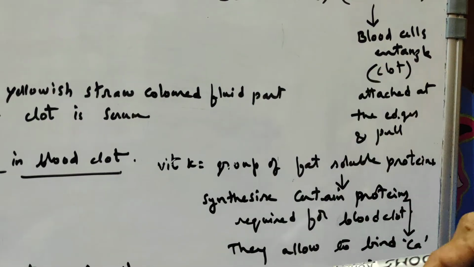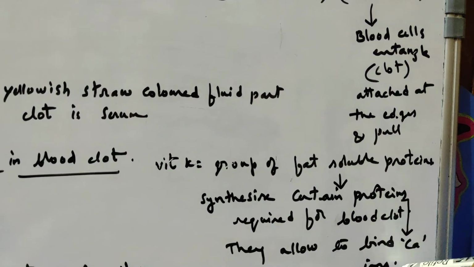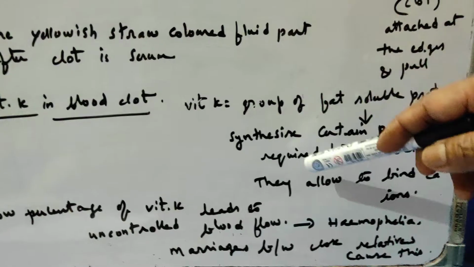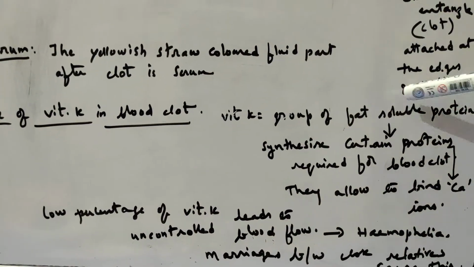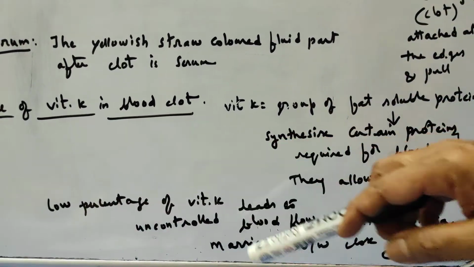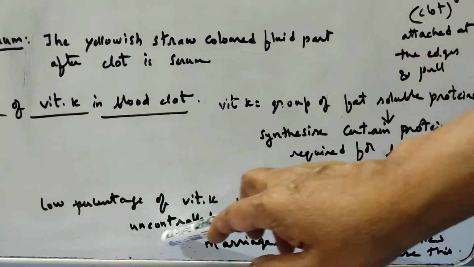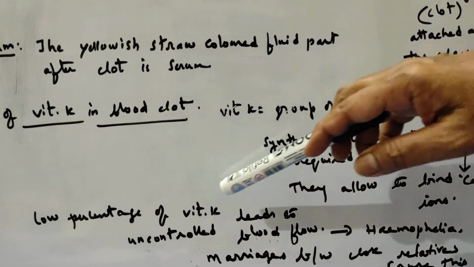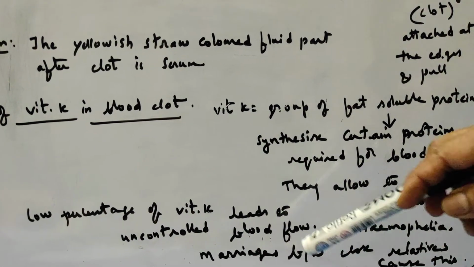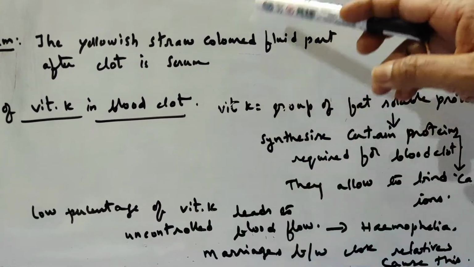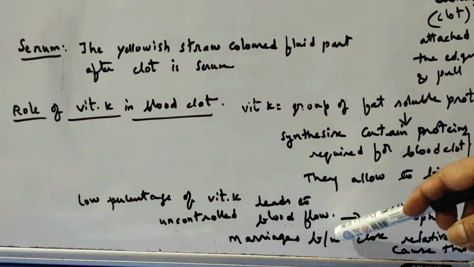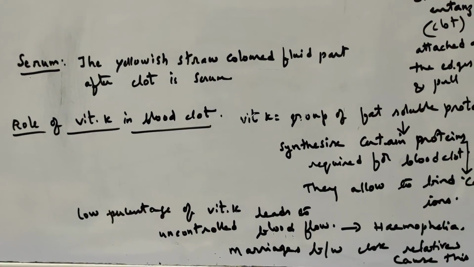So what is the role? They allow binding of calcium ions. The calcium ions will be bound with the help of these vitamin K proteins. Then see, a low percentage of vitamin K leads to uncontrolled blood flow. Sometimes the percentage of vitamin K in the blood will be very low. Then that cannot allow the blood clot. So the blood will continuously flow, and then we get a disease called hemophilia.